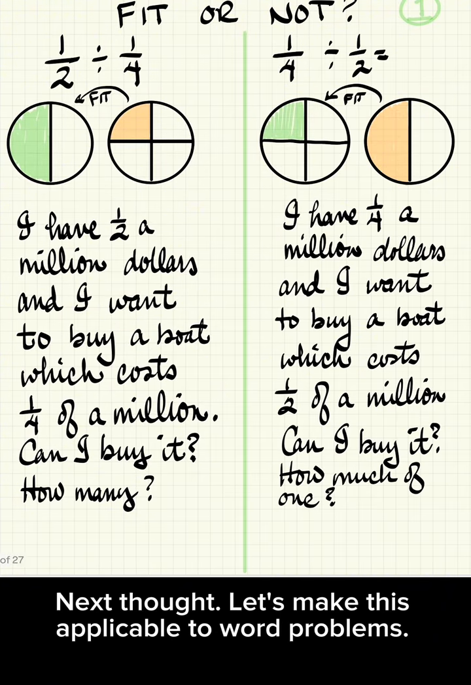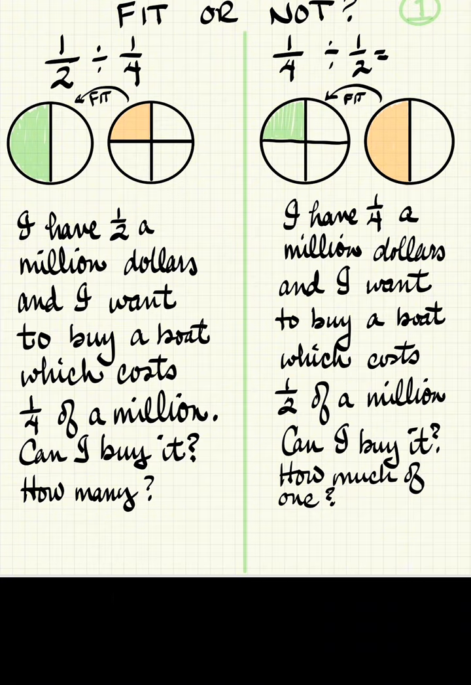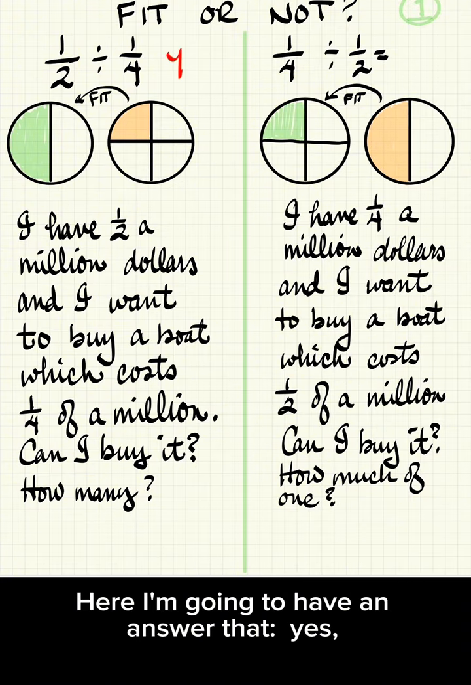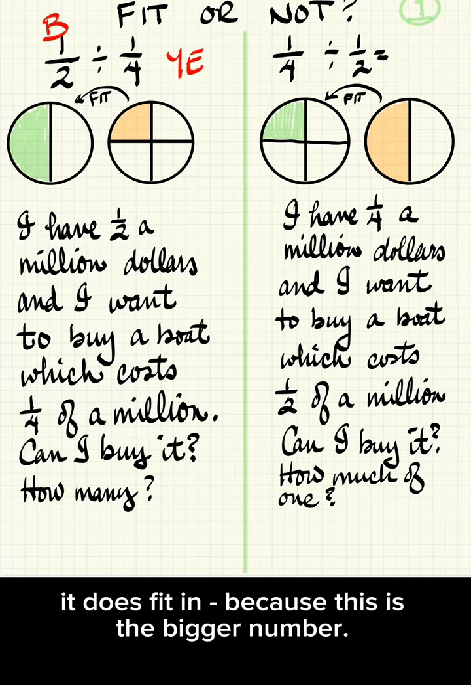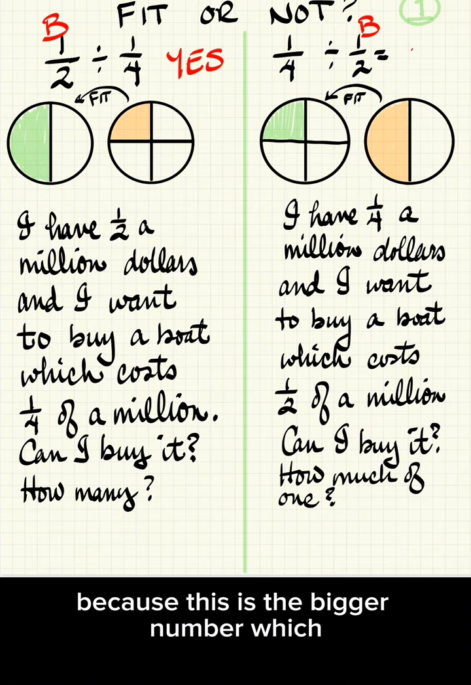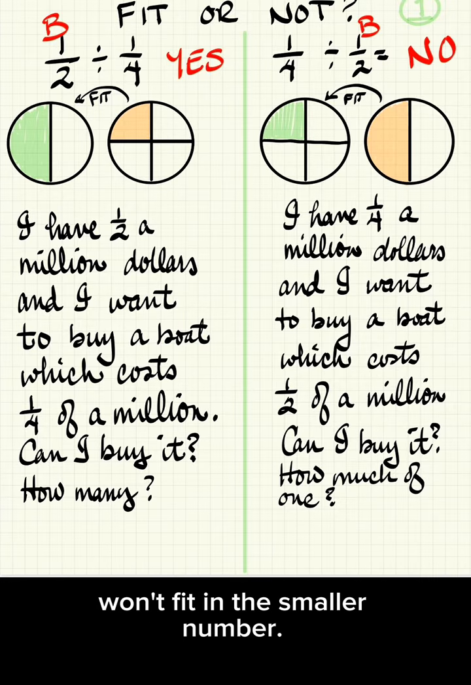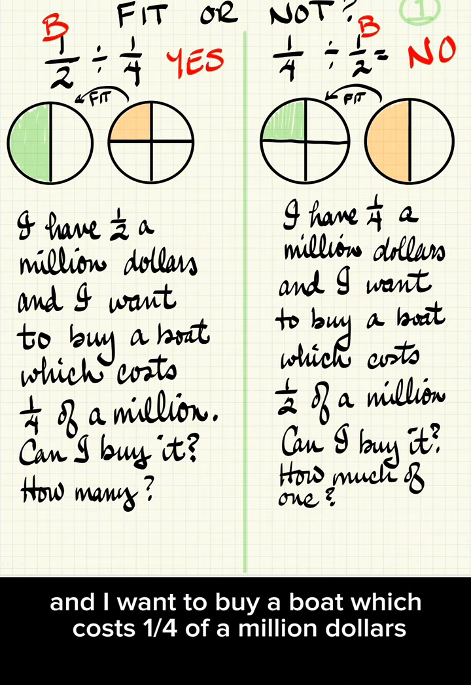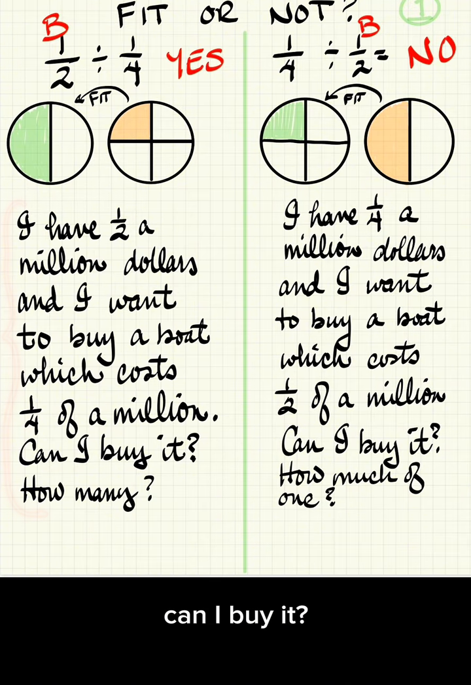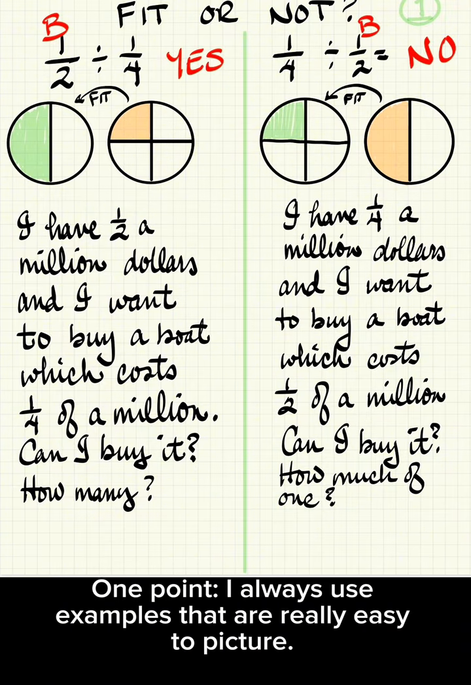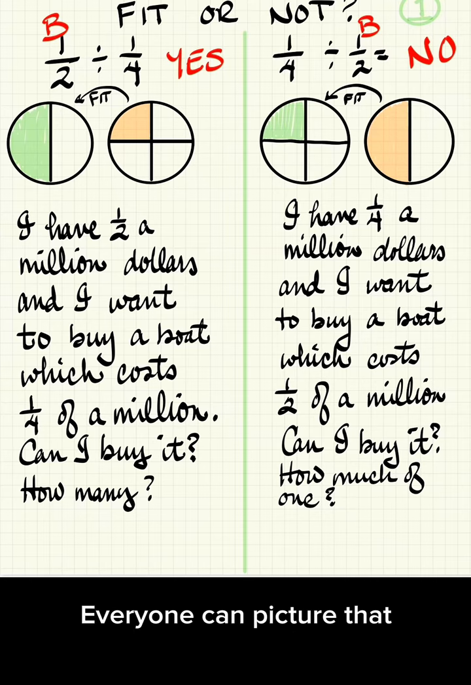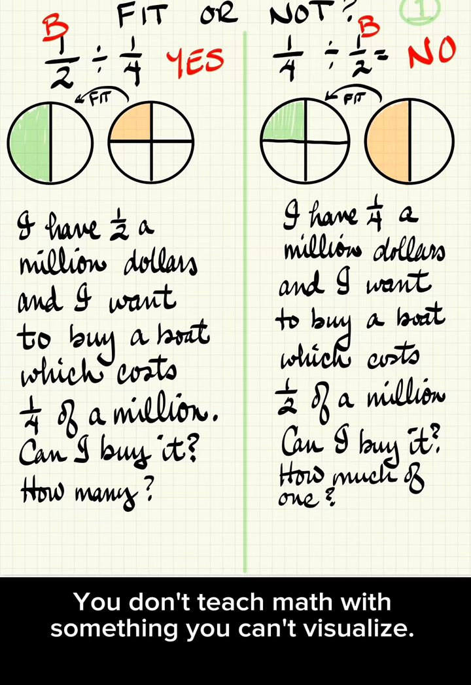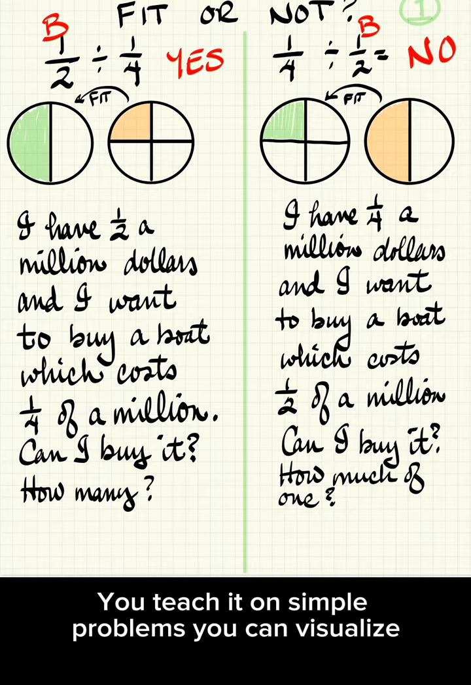Next thought. Let's make this applicable to word problems. So here I'm going to have an answer that yes, it does fit in because this is the bigger number, and no, this one won't fit in because this is the bigger number won't fit in the smaller number. All right, I have $500,000 and I want to buy a boat which costs $250,000. Can I buy it? And one point is I always use examples that are really easy to picture. Everyone can picture that, yes, I can buy this boat, because you don't teach math with something you can't visualize. You teach it on simple problems you can visualize.